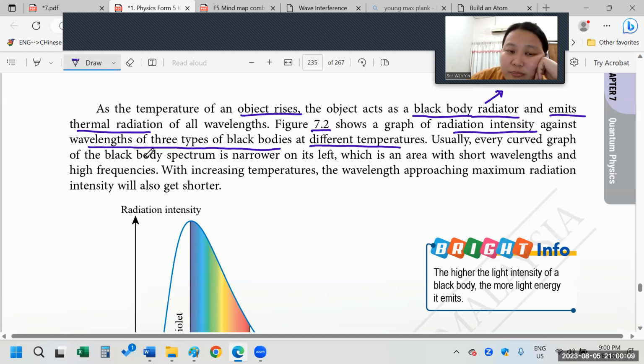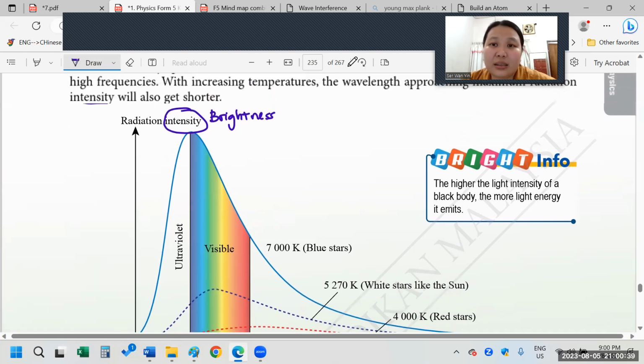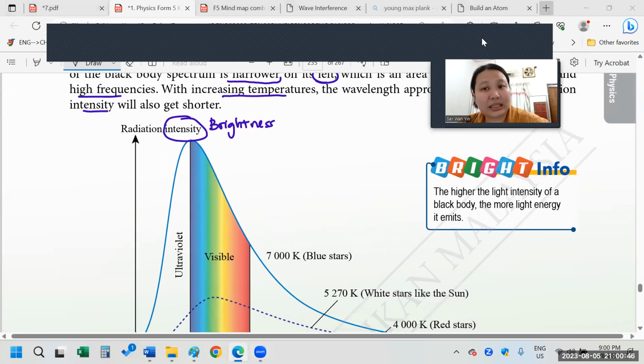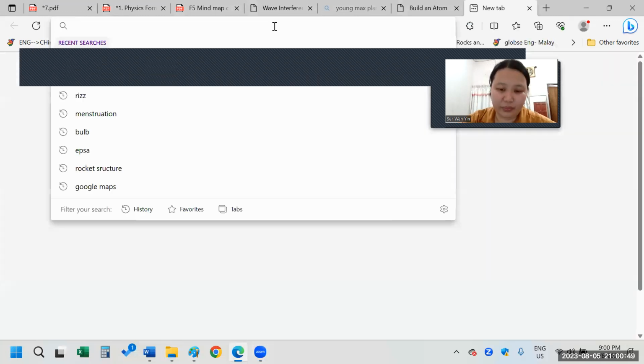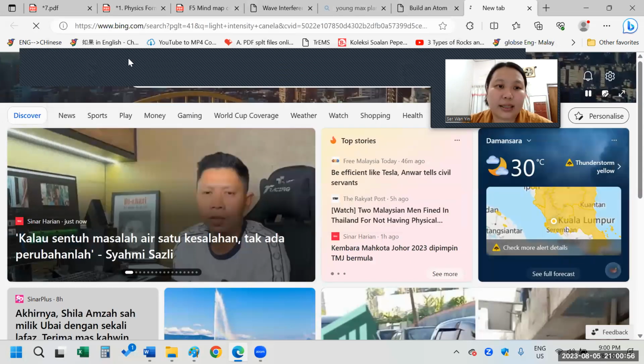Usually every curved graph of the black body spectrum is narrower on its left, which is the area of short wavelength and high frequency. With increasing temperature, the wavelength at maximum radiation intensity will also get shorter. Okay, what is intensity? Intensity means the brightness. In Form 4 we learned one unit called light intensity, the candela.